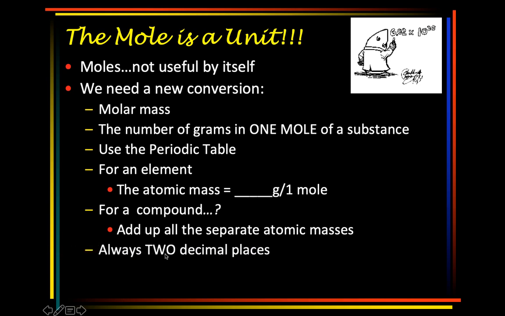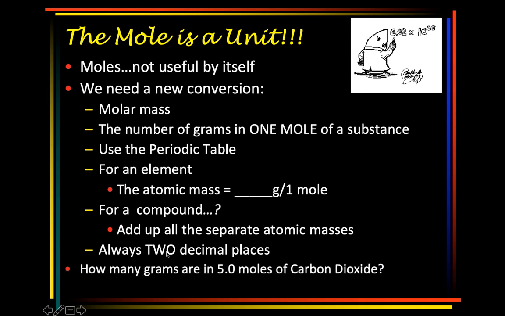We always go to 2 decimal places because then no matter what periodic table you're looking at, the one I gave you, one in a textbook, one you printed from online, generally they're all the same to 2 decimal places. So for molar masses, we're just going to agree that we'll always do 2 decimal places, whether we're adding them up or just getting one element.